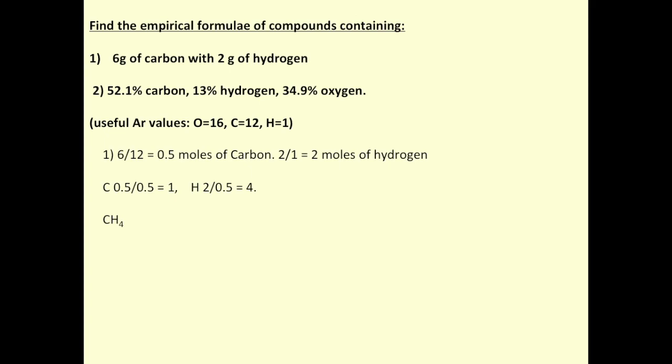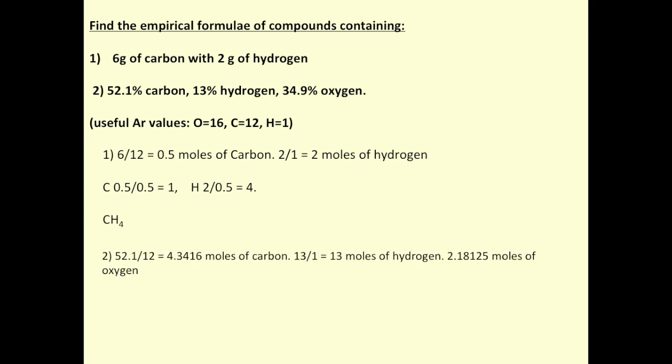Looking at question 2, suddenly they've switched from number of grams to percentage. What a percentage of these different elements? Well, we don't need to worry about that. We're just going to do this in exactly the same way as we did question 1. So we're going to take 52.1 and divide it by the RAM, which of carbon is 12. Okay, and we're going to do 13 divided by 1, which is going to be 13, and 34.9 is going to be divided by 16.